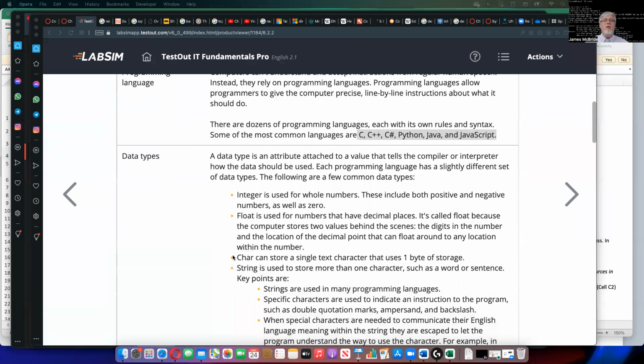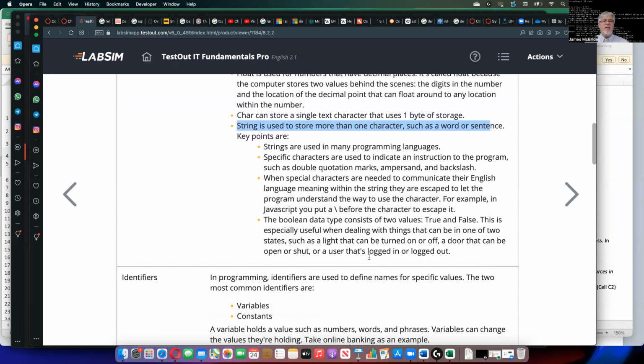And then you deal with different data types. In other words, the data we're working with, that's what we're manipulating. What are they? What is it? Is it an integer? Integers are used for whole numbers. Float is used for numbers that have decimal places. Char, that can store a single text character that uses 1 byte of storage. So character, short for character, char. String is used to store more than one character, such as a word or a sentence. And so you have these different data types that you're dealing with, and you manipulate them through programming.